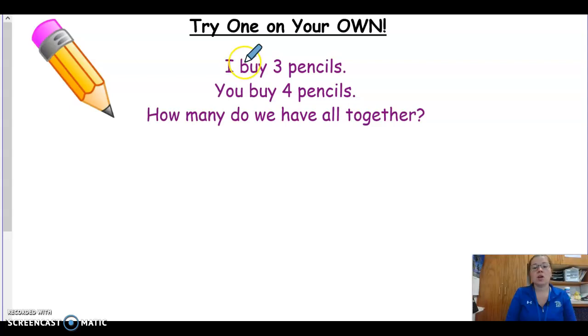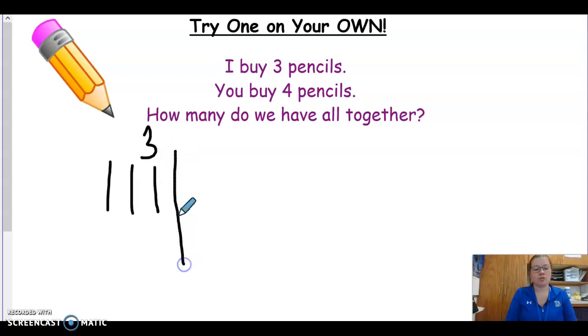Let's draw a picture. I buy 3 pencils. Okay, I'll draw my best pencil. Here's a pencil. 1, 2 pencils, 3 pencils. Okay, that's how many I buy. I'm going to write that up here, 3. And you buy 4. So I'm going to draw my big line here. That's for plus, remember? And you buy 4. Okay, 1, 2, 3, 4 pencils. So we have 3 plus 4. How many do we have all together?